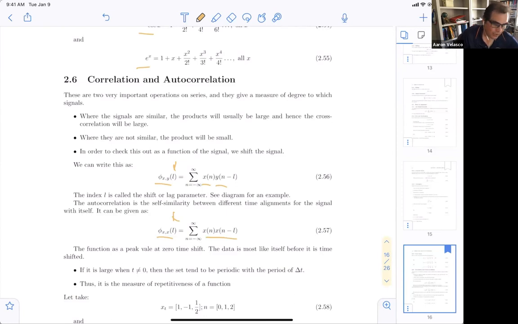So autocorrelation basically tells you how periodic a signal is. If you get one peak, it's not periodic. If you get similar signals or repeats in there, you're going to see a different sort of output related to that. So correlation compares two signals to see how similar they are. And that's essentially the math behind it.